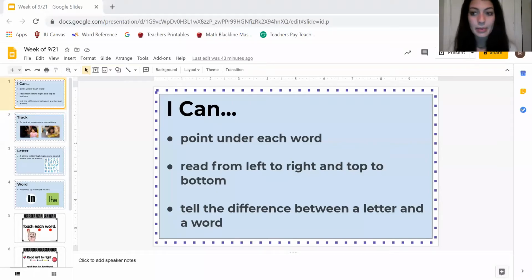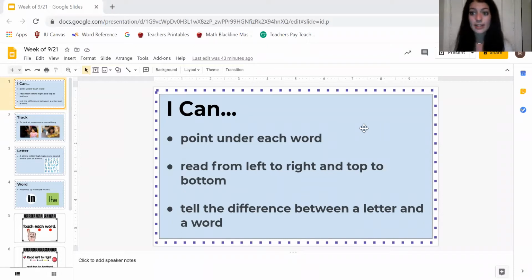Before we get started on your story, we are going to be looking at some very important things to remember while we are reading. So I'm going to go ahead and share my screen with you. So the first thing we need to remember while we are reading is that we point under each word.